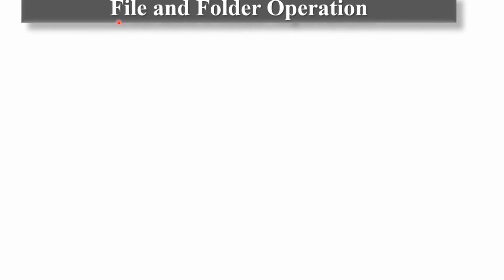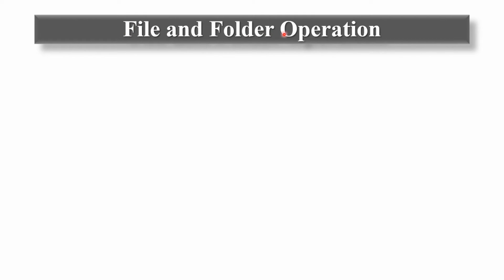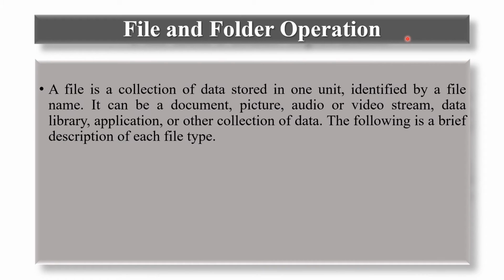Next, file and folder operation. A file is a collection of data stored in one unit, identified by a file name. It can be a document, picture, audio or video stream, data library, application, or other collection of data. The following is a brief description of each file type.